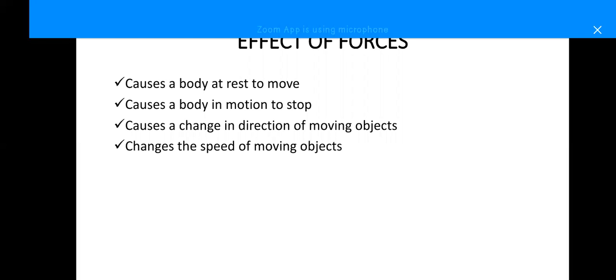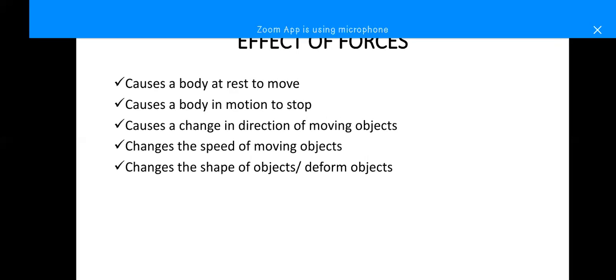It can cause a change in speed of moving objects. It can also cause a change in the shape of objects, or deform them, depending on how the force is applied to the object. Then it decreases the speed of a moving body. So when someone is in a car and wants to apply the brakes, force is being applied for that to happen. So it decreases the speed of the person using the car.